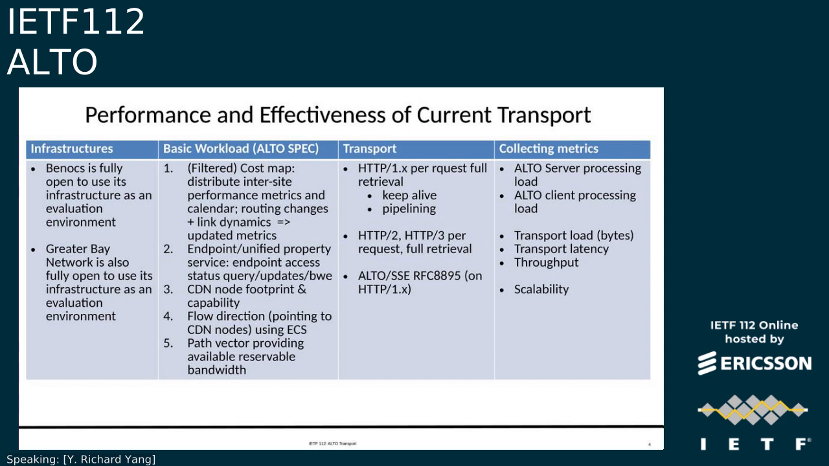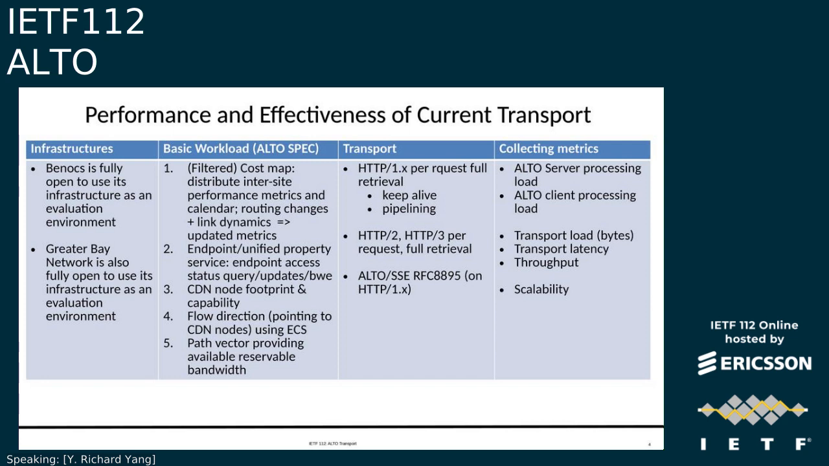At this moment, Bottlenecks is very generous and fully open to use its infrastructure as an evaluation environment. We can evaluate all kinds of transport. And the Greater Bay Network, which is quite a large network covering Hong Kong, Shenzhen, and about 13 cities, is also open to use its infrastructure to evaluate all the transport, and also as a way to model their networks. For the very basic evaluation of transport, we decided to deploy 5 benchmarking services. You can call them some kind of ALTO transport spec. For example, we filter the cost map, endpoint unified property map, and CDN nodes, because there are CDN nodes inside the network, and we model them as well. And then we do flow detection based on the flow director, pointing to the CDN nodes.